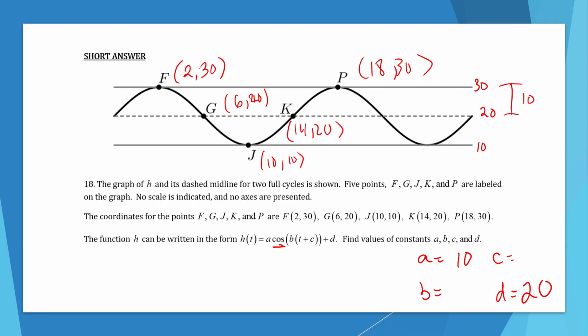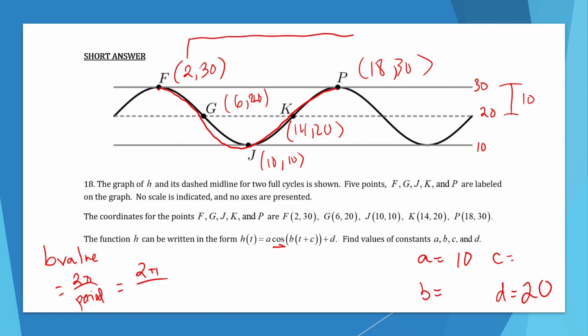Now B and C are a little trickier. B, remember, is your B value, which is always going to be 2 pi over your period. And so here we know 2 pi is 2 pi, but our period is going to be the distance that it takes for a cycle to repeat itself. So here from F, go down, back up to P, the distance in our X values, right? So from 2 to 18, that length is 16. That's going to be our period for this question here. So 2 pi over 16. This simplifies to pi over 8, so that is going to be our B value there, pi over 8.